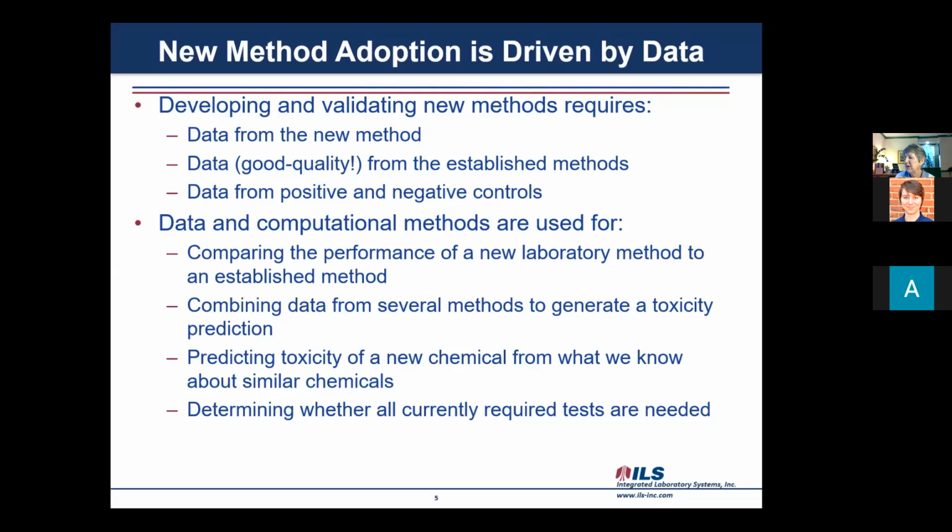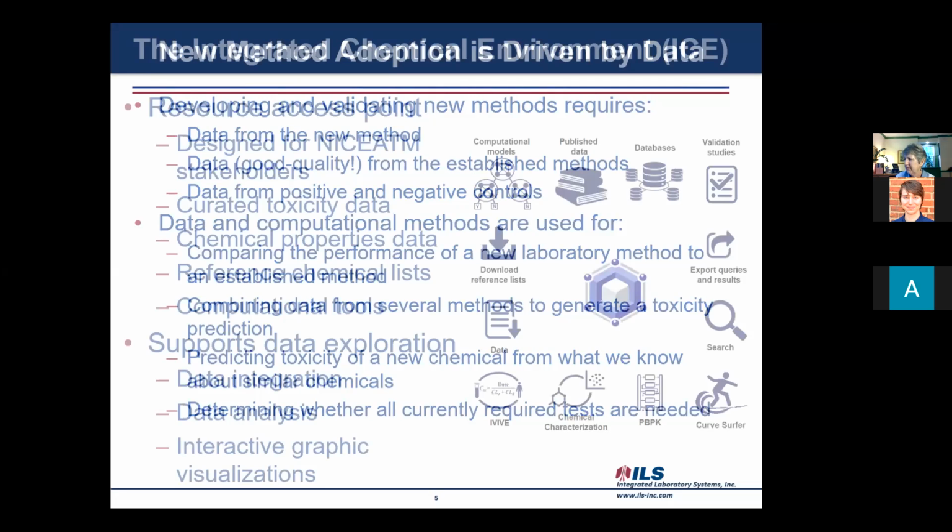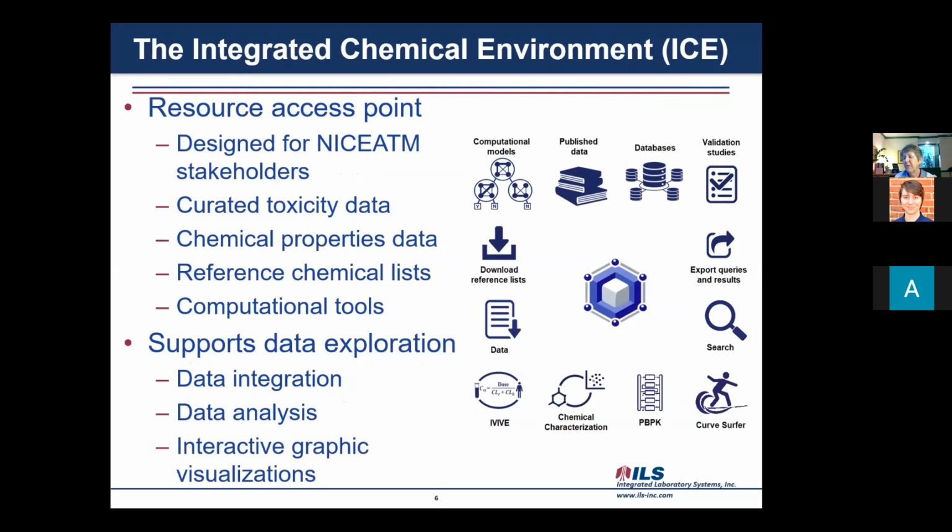And then, of course, predicting toxicity of a new chemical from what we know about similar chemicals. And there are mathematical ways to do that, as well as determining whether all currently required tests are needed. And so providing that data and those analysis tools that are needed to do all these things is what we set out to do when we developed and launched the integrated chemical environment in 2017.